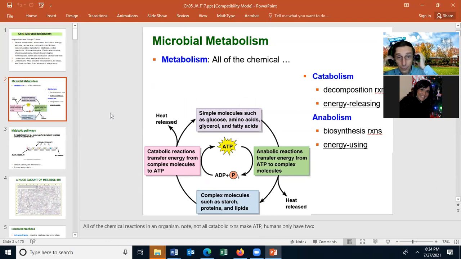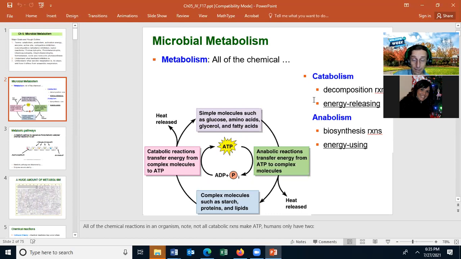today. You should know that metabolism is all of the chemical reactions occurring in a cell. And since we're talking about microbes, metabolism is all the chemical reactions occurring in an organism, because a cell is an organism for the microbes we're talking about. You can separate metabolism into two parts, catabolism and anabolism.